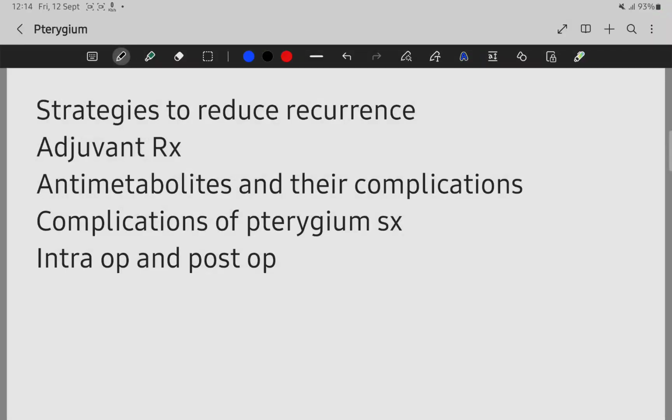In this class, we will discuss the strategies of reducing recurrence in pterygium surgeries, and the adjuvant treatment of pterygium with the help of antimetabolites, and the complications of using these antimetabolites, and the overall complications of pterygium surgeries, which are intra and post-op complications. Okay.